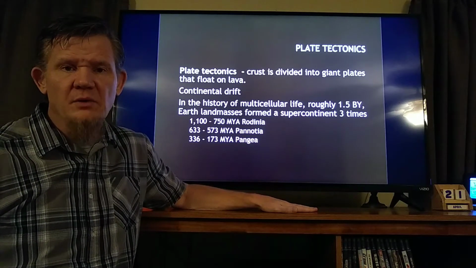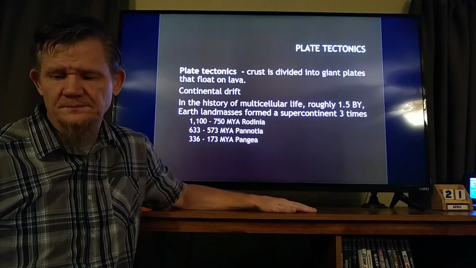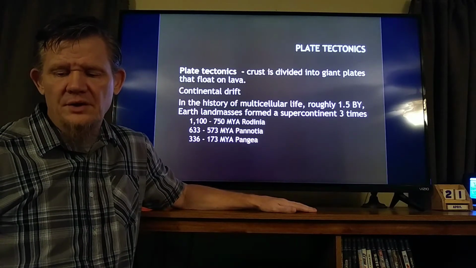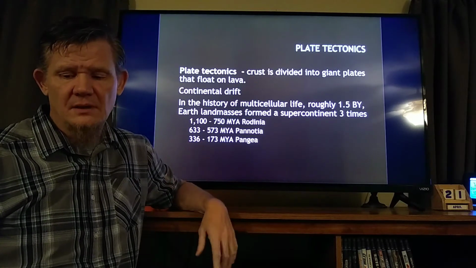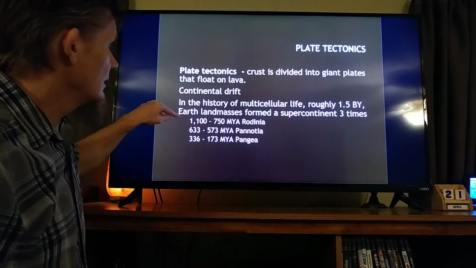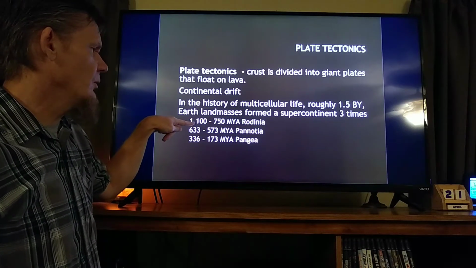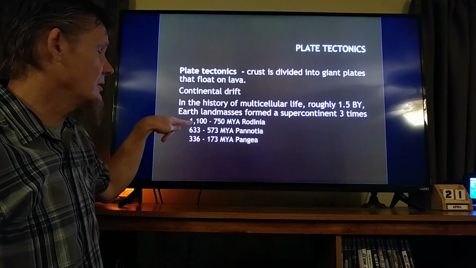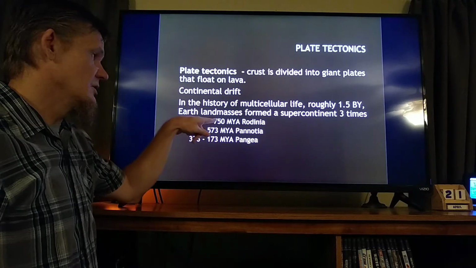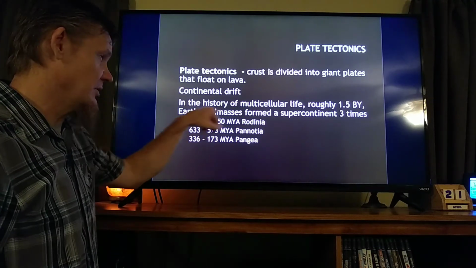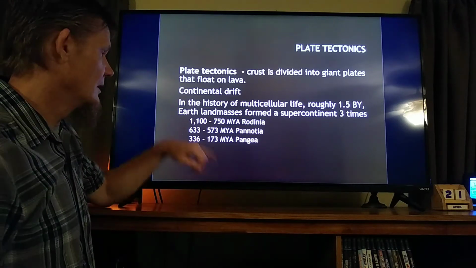In the history of multicellular life, remember multicellular life is about 2-ish billion years old, the Earth's land masses have formed a supercontinent 3 different times. The oldest one was called Rodinia, and it was about 1.1 billion years ago, or 1,100 million years ago, to about 750 million years ago. That's how long it was together, so about 400 million years it was together.